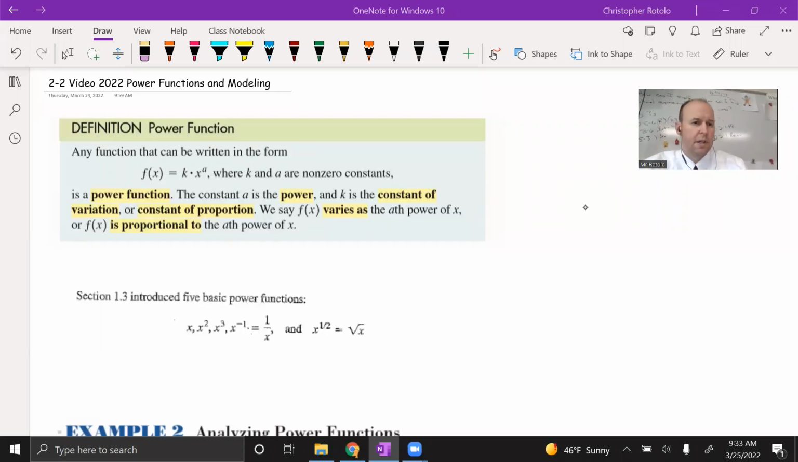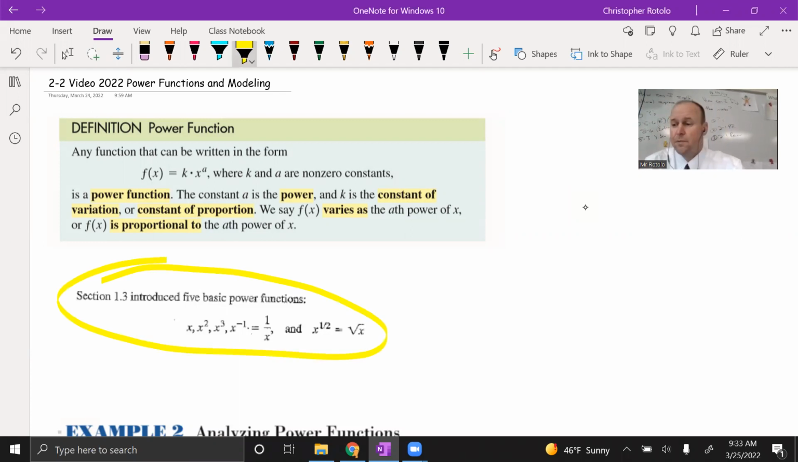Hey friends, we're going to deal with 2-2. That doesn't mean anything. 2-2. It sounds funny. All right. Power functions and modeling. We're going to talk about some of the power functions that you got to see when we did some activities in class here, dealing with those families of functions, things going on.